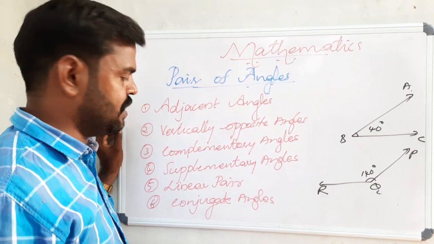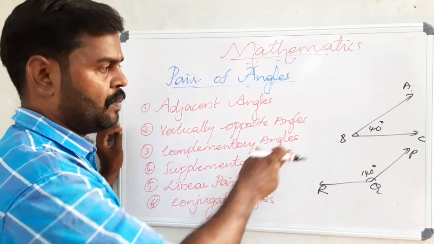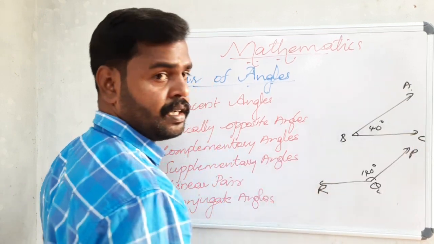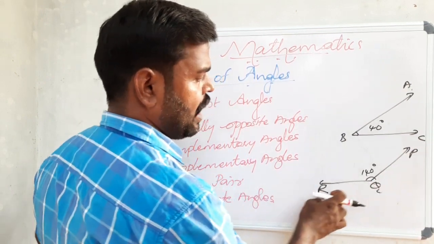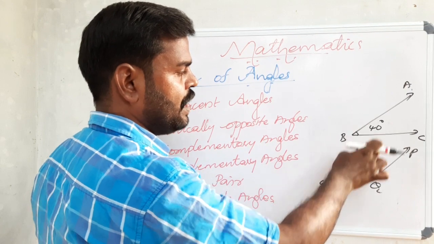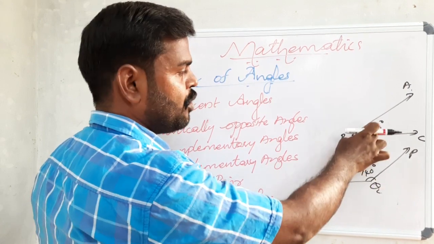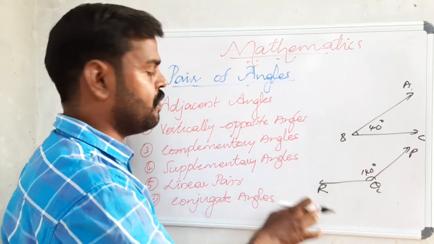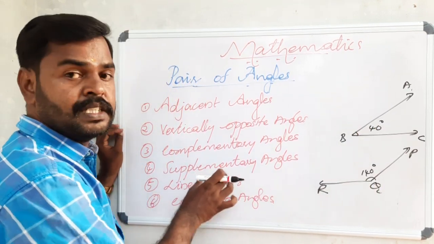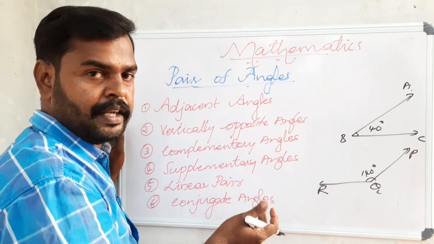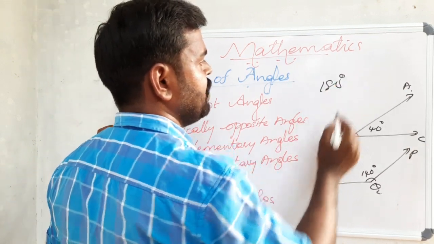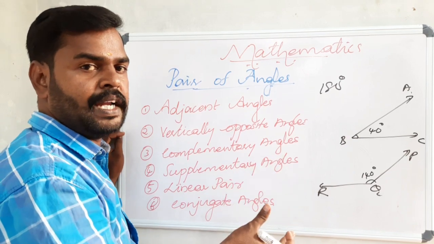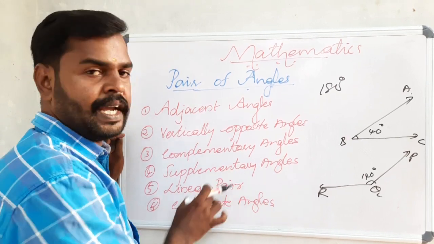Now, let us discuss supplementary angles. From the figure, see angle ABC. Next one, angle PQR. Here 40 degrees, here 140 degrees. What about the sum? 40 plus 140 is 180 degrees. So supplementary means the sum of two angles is 180 degrees, I mean a straight angle. That type of angles are called supplementary angles.